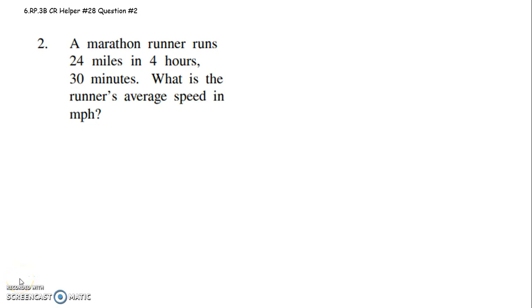Sixth graders, this is to help you with question 2 on CR 28. It says a marathon runner runs 24 miles in 4 hours 30 minutes. What is the runner's average speed in miles per hour? Okay, so we're looking for the runner's rate. Miles per hour average speed would be the rate. Lots of ways to go about this, but I know in 6th grade you use distance equals rate times time.